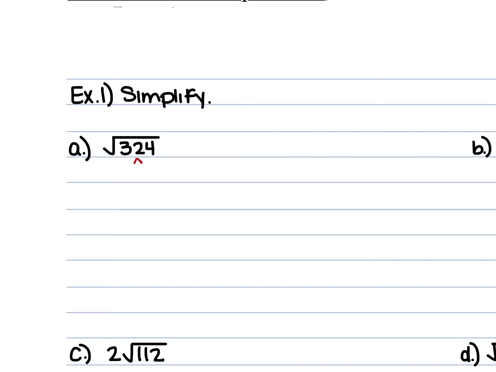324 is divisible by 4 because 4 goes into 32 8 times and 4 goes into 4 once. So that 4 is 2 times 2. That 81 is 9 times 9. Well, you have 2 2's here and 2 9's, so that's 2 times 9, which is 18. So in this case, this square root of 324 is not a square root of an irrational number, because you can take the square root of that 324 and be left with a whole number.